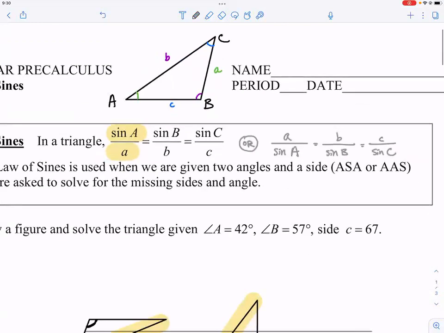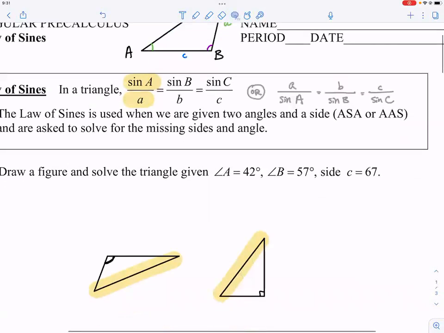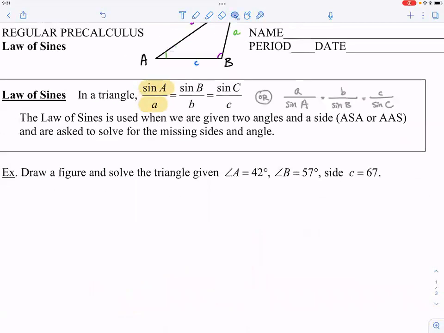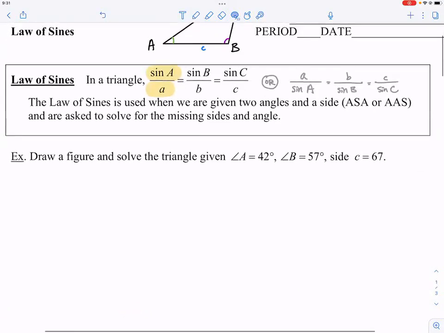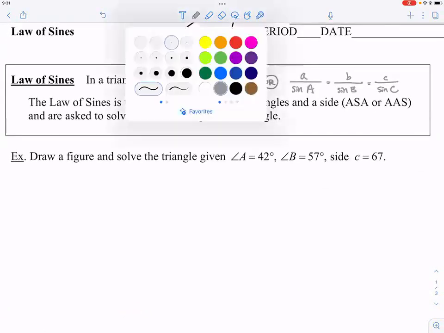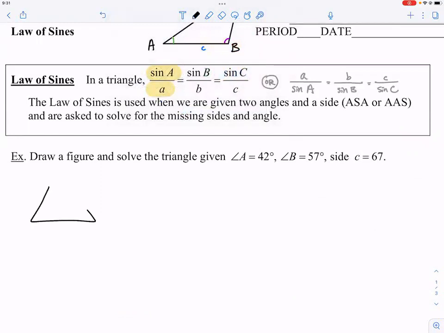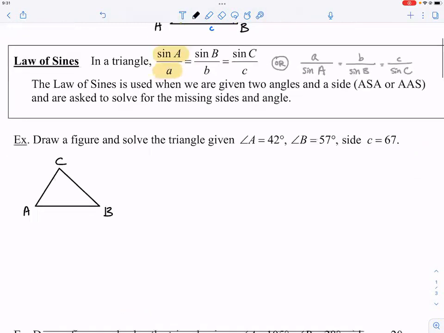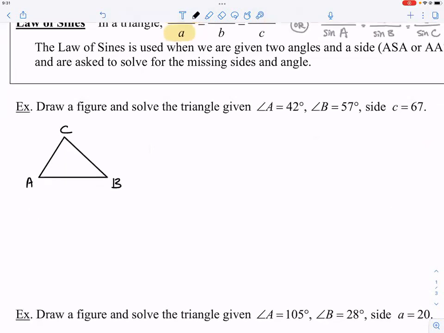Okay, let's write down these angles, and then I'm going to draw. Now, try to draw a triangle for this first example here. Try to draw a triangle, and you can go ahead and label A, B, and C. So now before we do anything, let's go ahead and label all the given data.